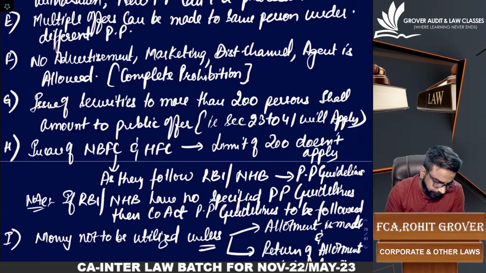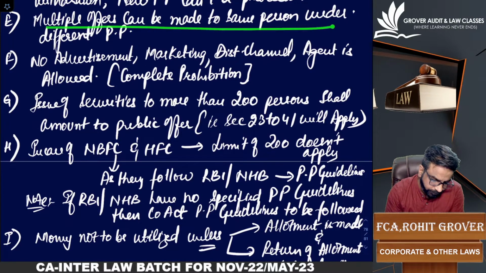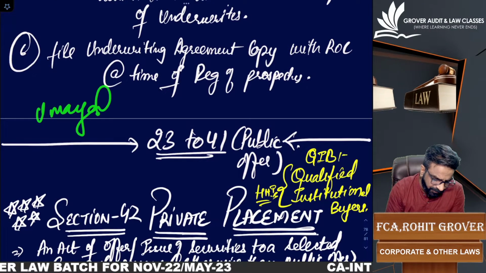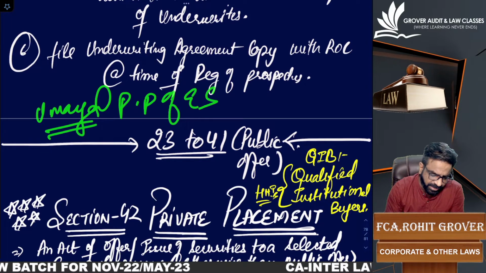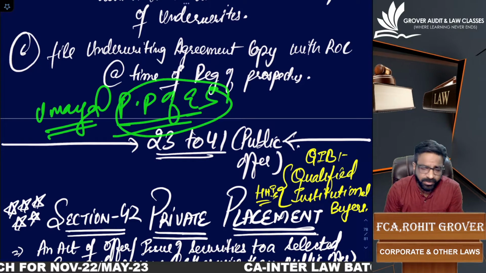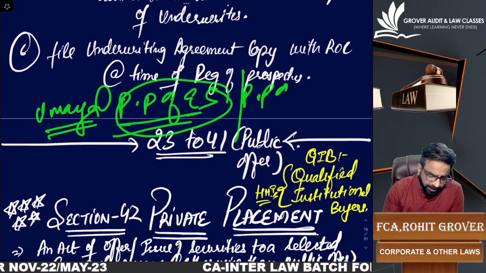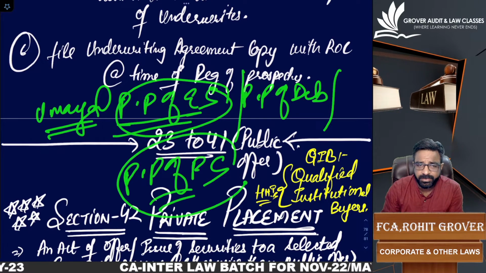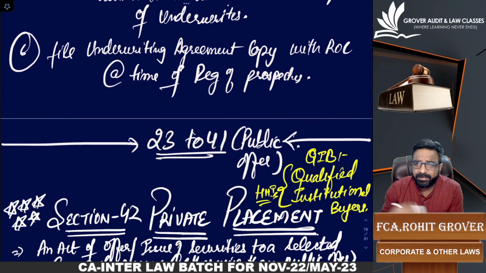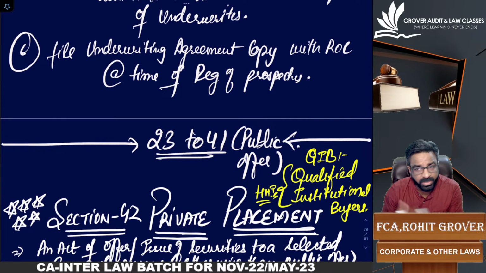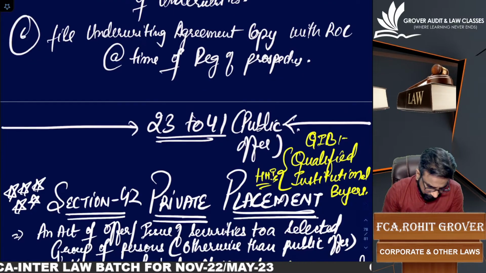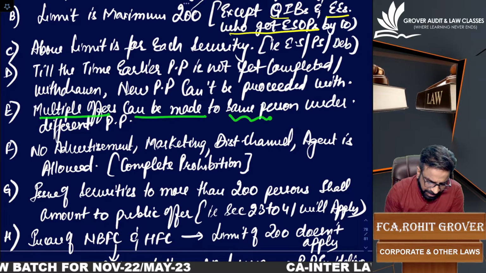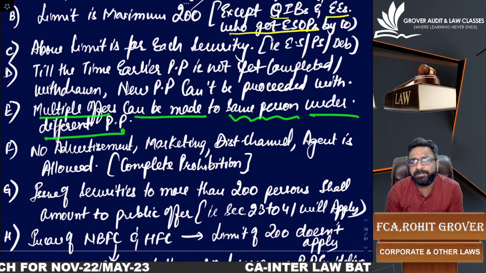Multiple offers can be made to the same persons under different private placements. Now, say for example, Umil, I made you the offer of private placement of equity shares. After that, I made you the offer for the private placement of debentures. After that, I made you the offer for the private placement of preference shares. Is it allowed? Yes, sir. Because am I making you the same security offer again or different securities offer? Different securities. That is the point number E: multiple offers can be made to the same person under different private placements.